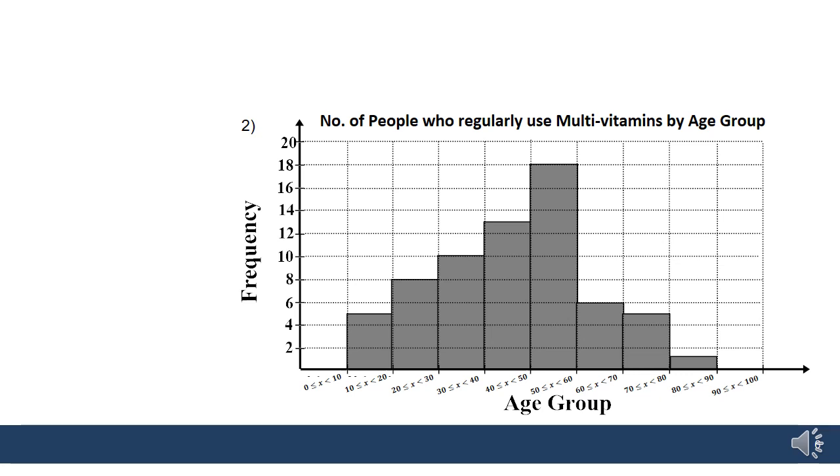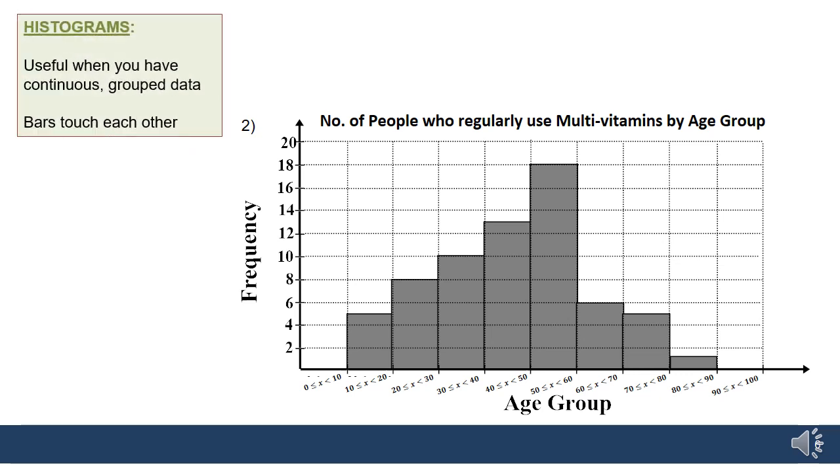So here's our histogram for this problem, and we can see immediately that there are a few things that pop out to us that didn't really come out to us when all the data was just listed on a big table. A histogram we use when we have continuous data, and often used when we have grouped data.